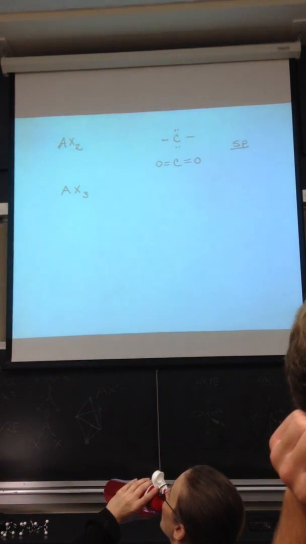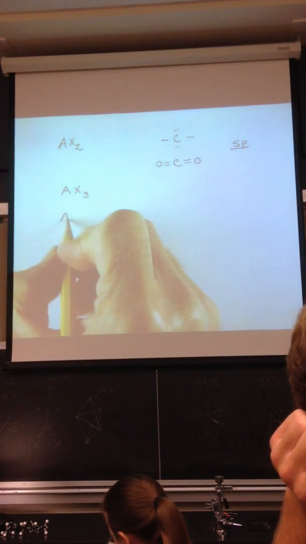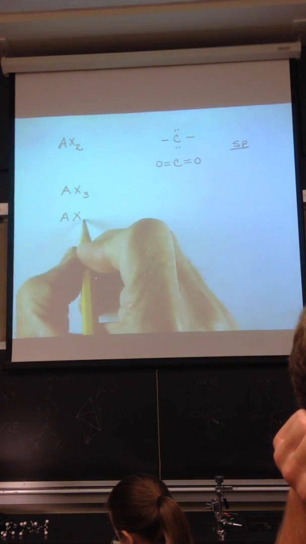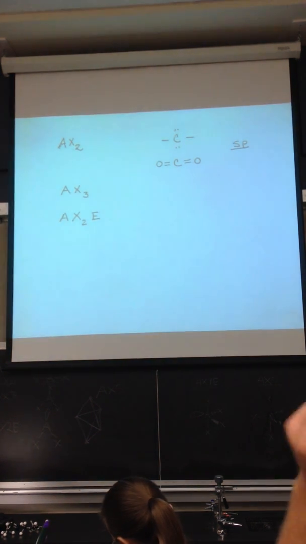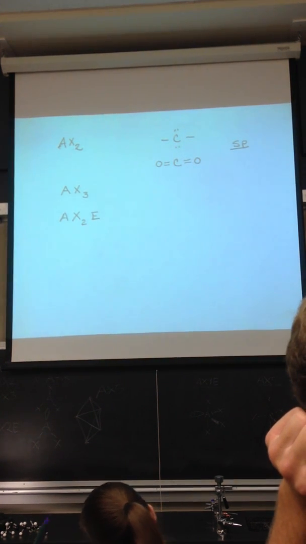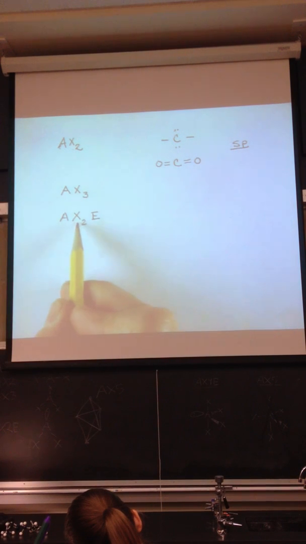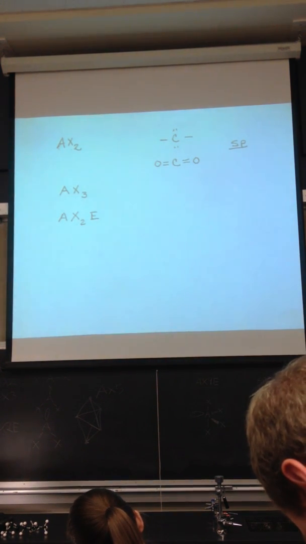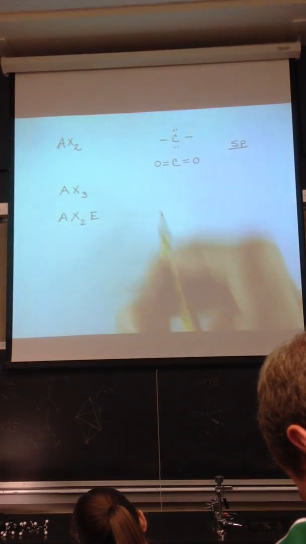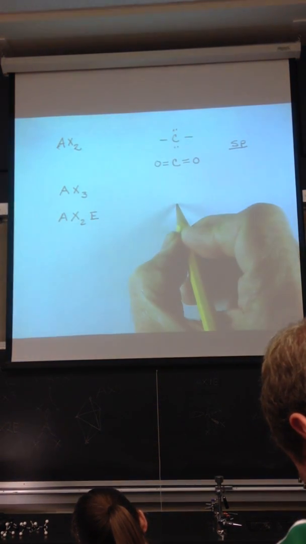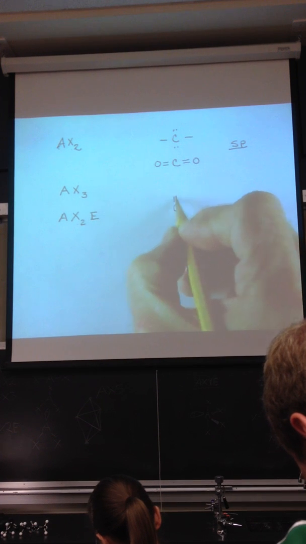Okay? So then we can go now to group 3, which would be just AX3, or we could have an AX2E. Now the E just represents an unshared pair of electrons. So we could either have three ligands or two ligands with one unshared pair of electrons. Okay, simple enough. This is group 3, and to show one of these, I could just do a simple structure like this.